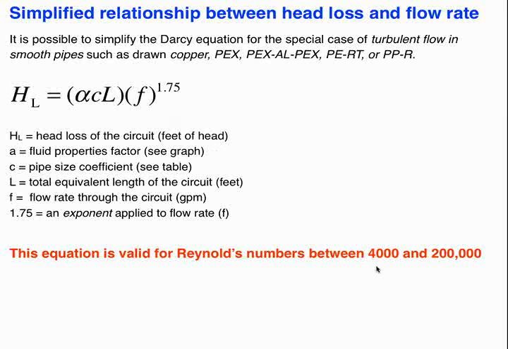It's valid for Reynolds numbers between 4,000 and 200,000. This covers just about the entire range of what residential, light commercial hydronic systems would be operating at. Okay?